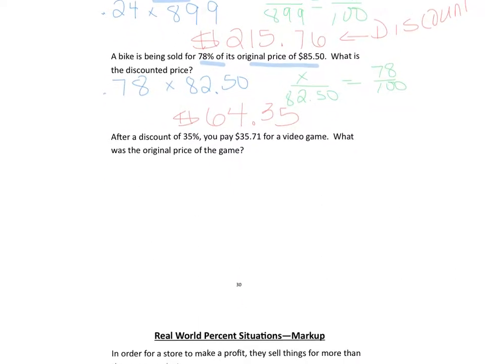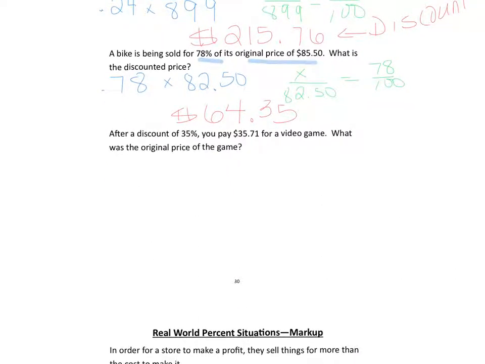Moving on to the last discounted question. This one's going to be a couple of steps for us. After a discount of 35%, you pay $35.71 for the video game. What was the original price? So automatically we know that we are not looking for the part. We were given the part. We know we're looking for that original price, that whole amount that's going to go on the bottom.